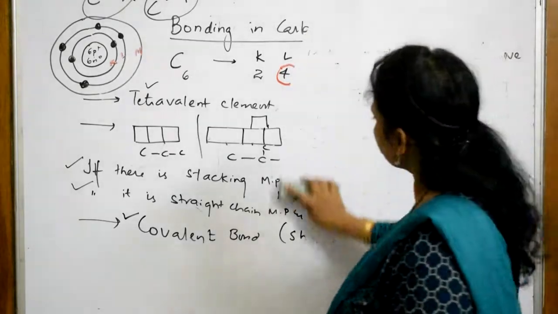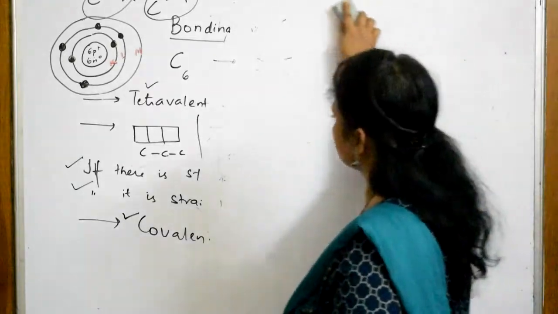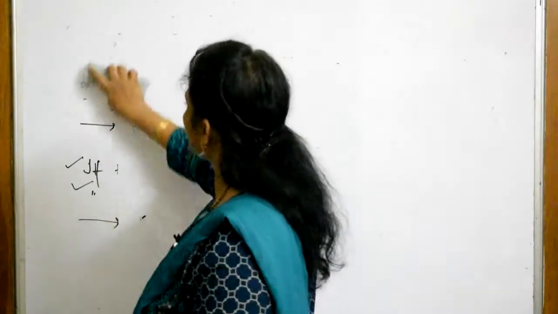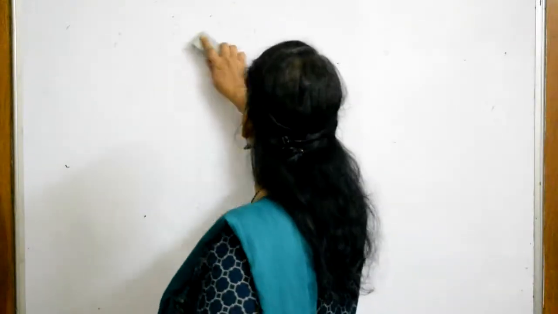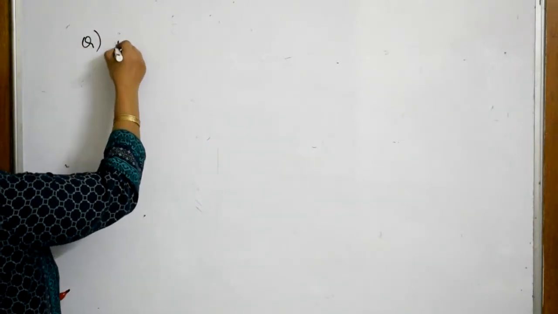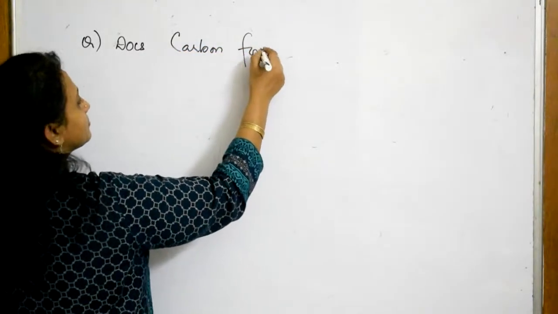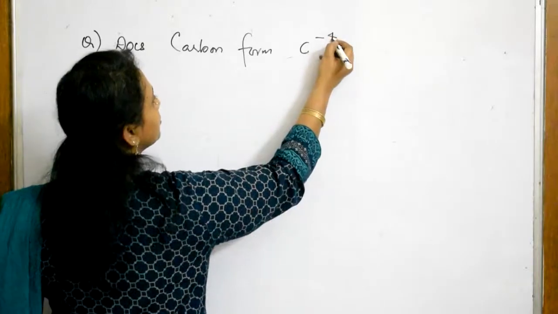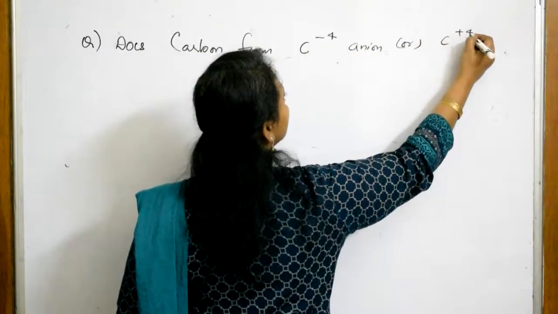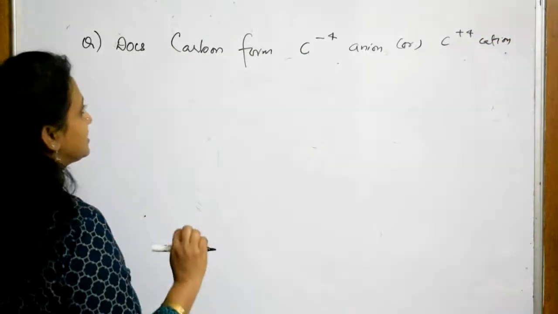Now if a question is asked to you in bonding of carbon, what is that? Keep noting it. The important question here is: does carbon form C-4 anion or C+4 cation? Okay, ma'am, what is this cation, anion? I don't know. Okay, yes, I understand.